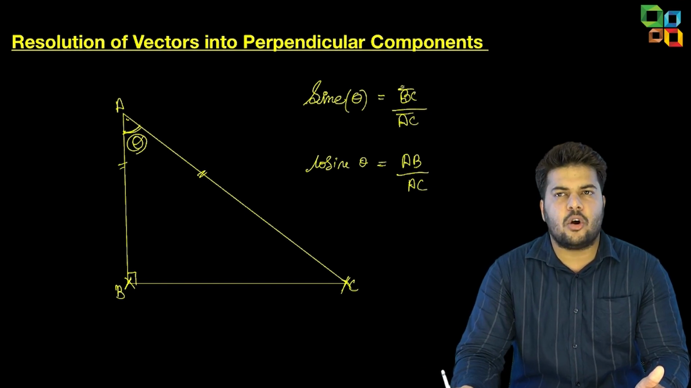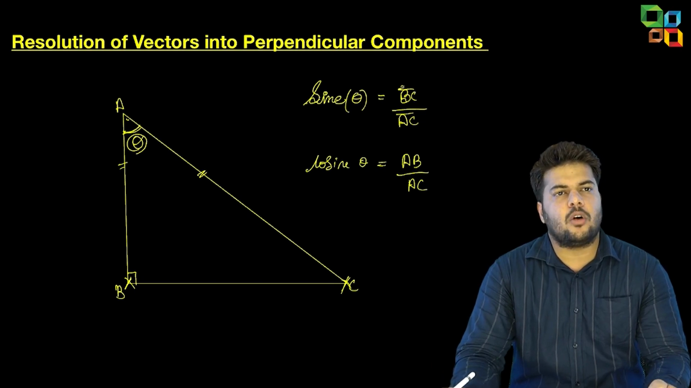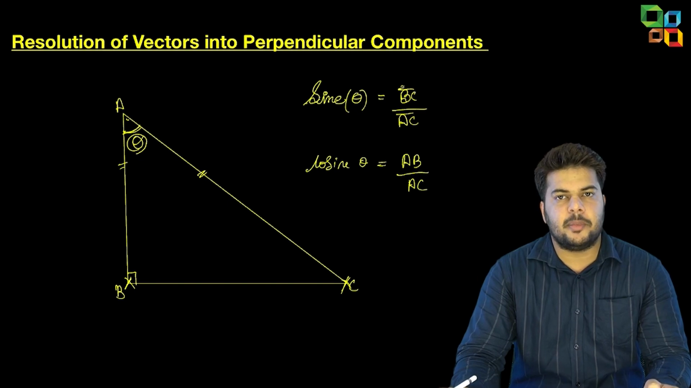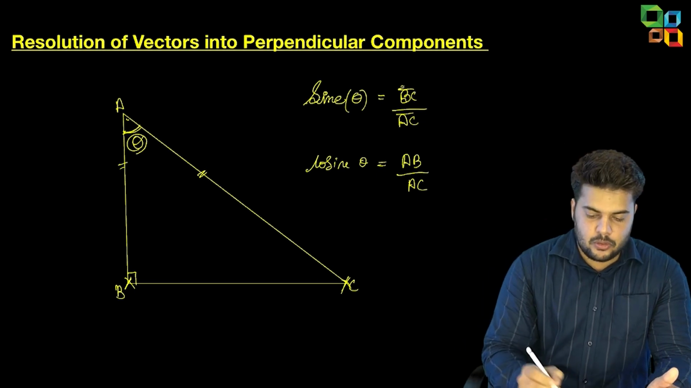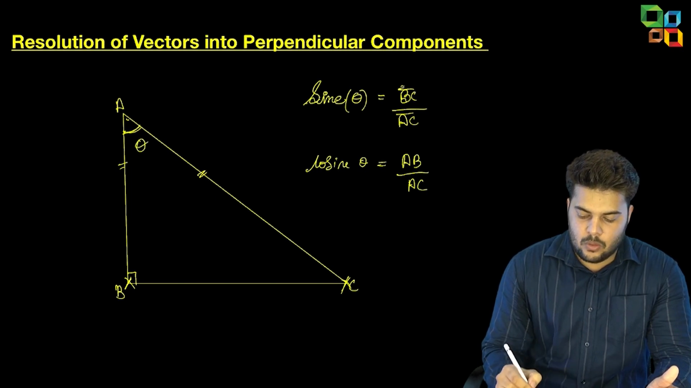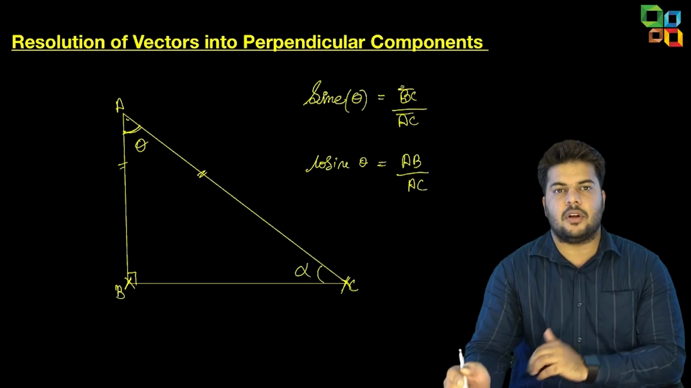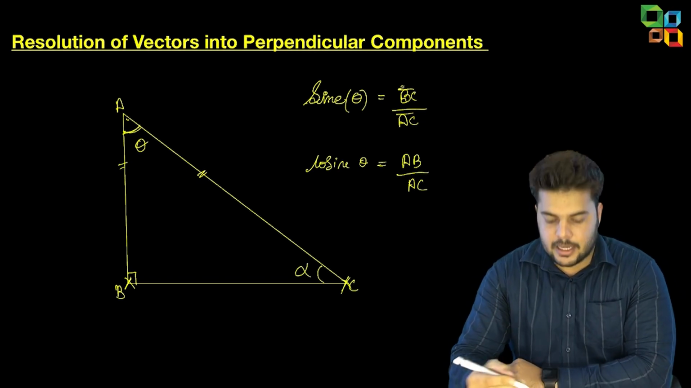Cosine theta. Why is it called cosine? Cosine is complementary sine theta, actually, if I were to read it out completely. What are complementary angles? Angles which add up to 90 degrees, isn't it? So here's theta for you. Let's call this angle here as alpha.